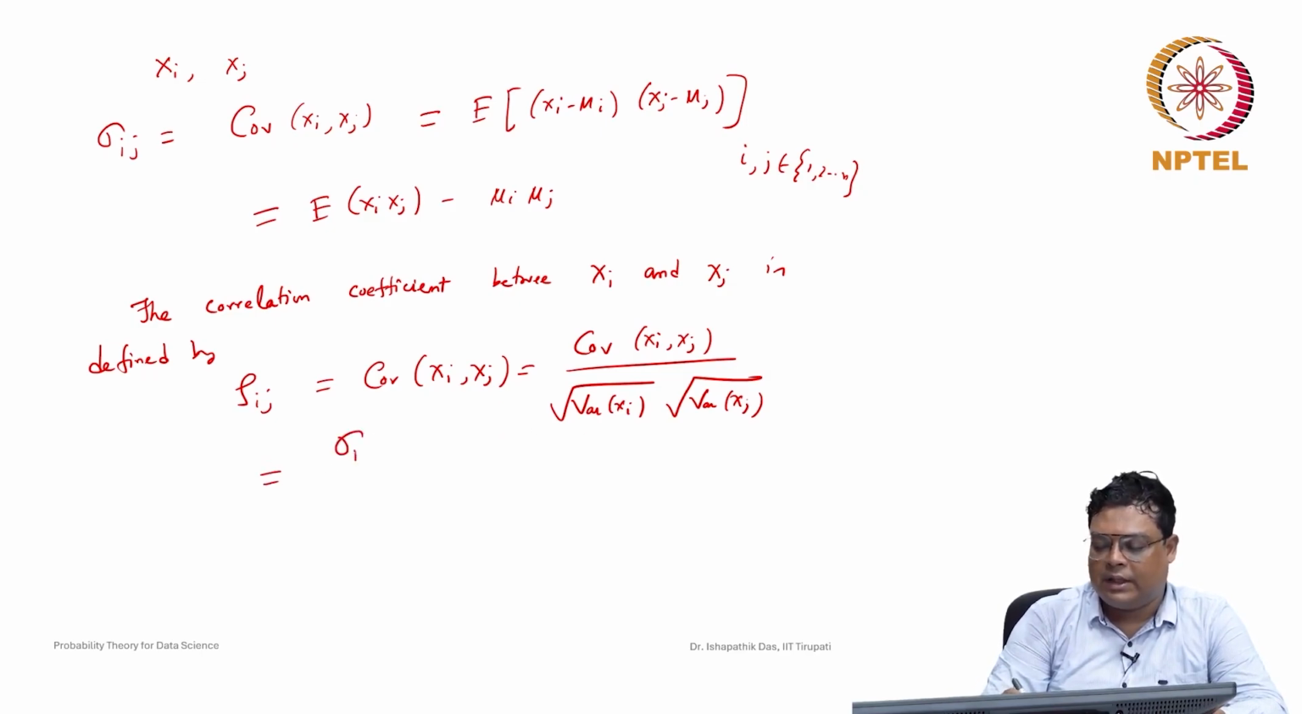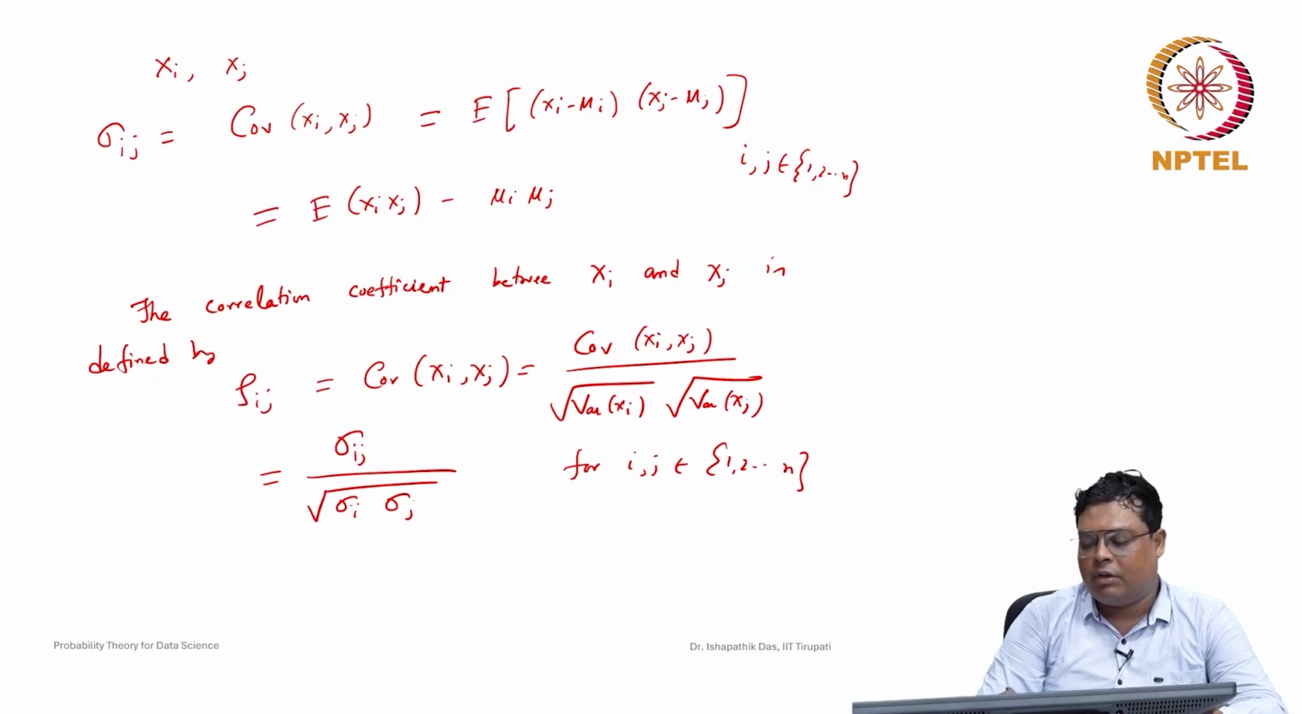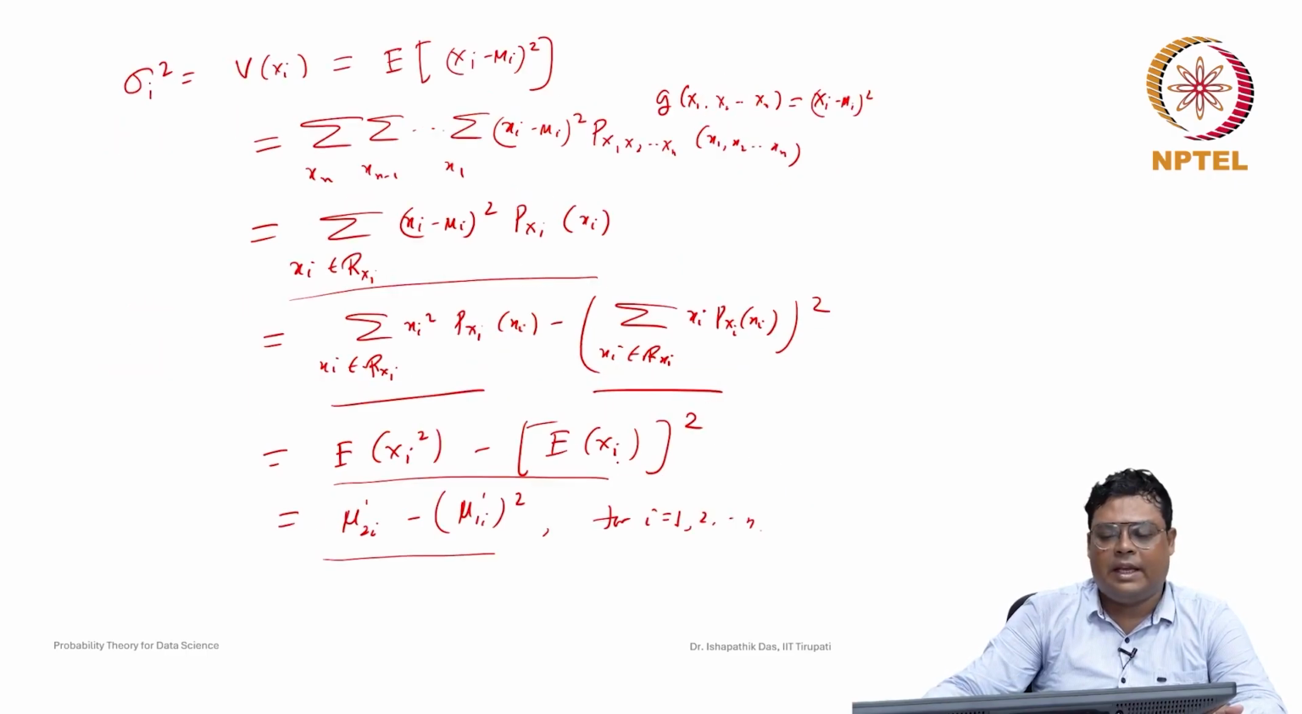So in simplified notation, the covariance of xi and xj is sigma ij, and the denominator is root of sigma ii and root of sigma jj, that is sigma i into sigma j, for i, j belonging to 1 to n. If i is not equal to j, we get the correlation coefficient between two different random variables. If i is equal to j, this is nothing but 1 because they are the same random variable: the variance sigma i square divided by sigma i into sigma i becomes 1.